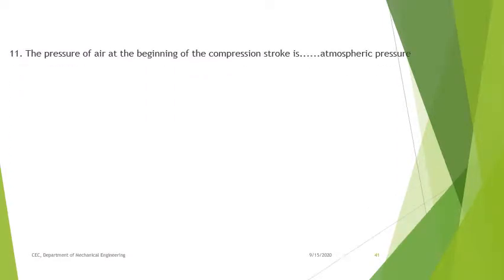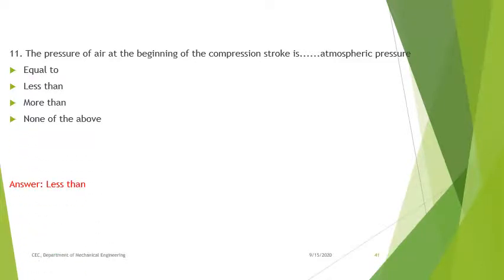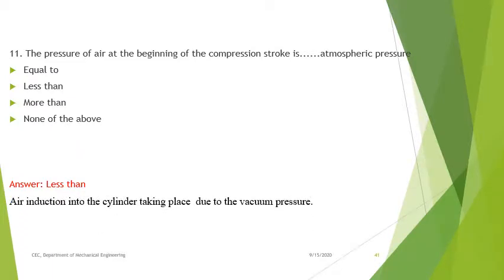The pressure of air at the beginning of the compression stroke is dash of atmospheric pressure. Either it is equal to atmospheric pressure, lesser than atmospheric pressure, more than that of atmospheric pressure, none of the above. Correct answer is less than. Air induction into the cylinder takes place due to the vacuum pressure. Because of increase in volume, there is a decrease in pressure inside the cylinder.